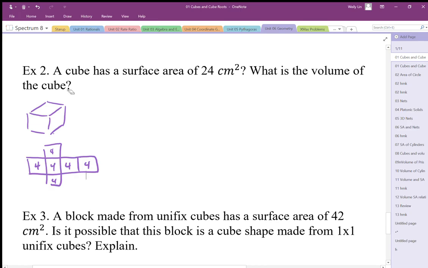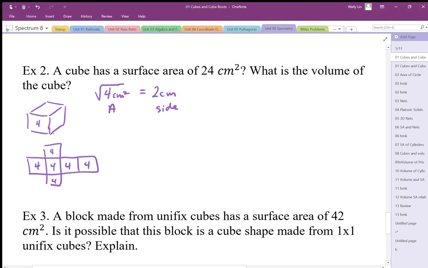To find out the volume of this cube, really I need the side length. So if the area is 4, how do I go from area to side length? Well, I need to square root. So if I take the square root of 4 centimeters squared, I'm going to end up with 2 centimeters of side length. This is my area. This is my side. Okay.